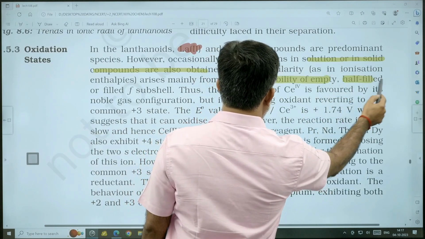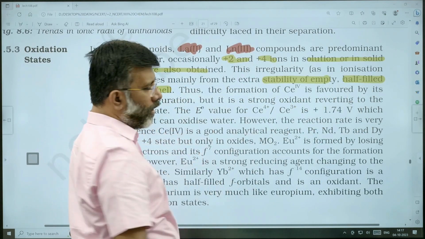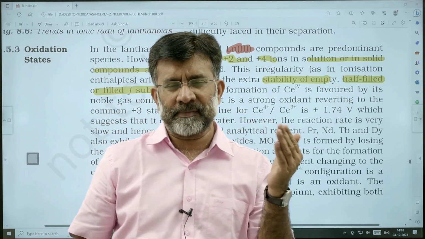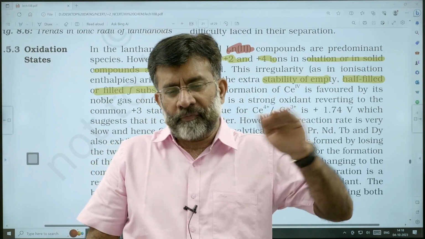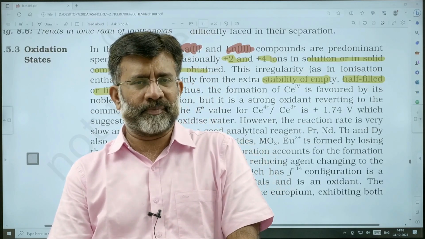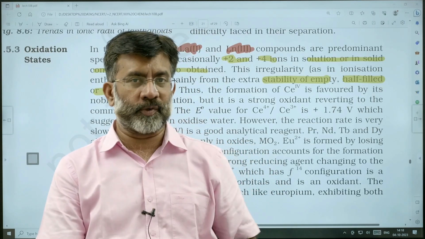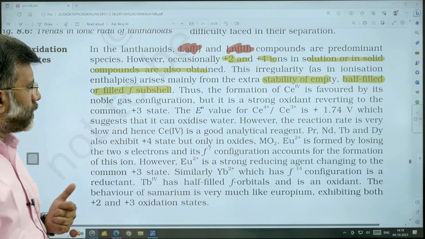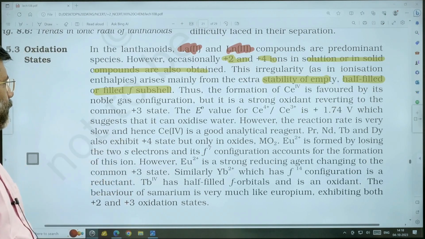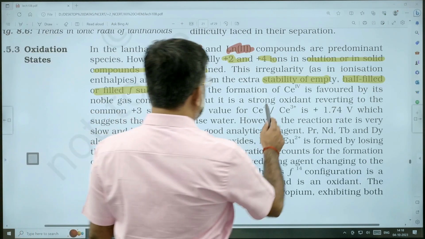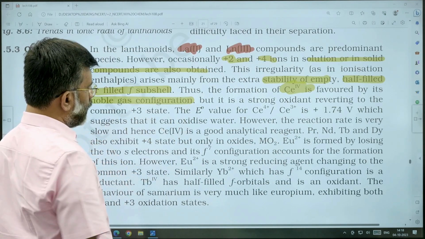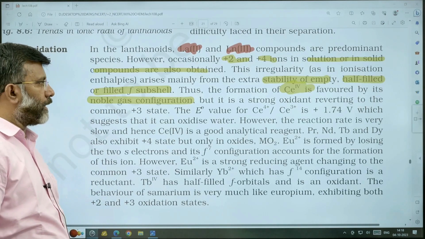The empty, half-filled, and fully filled orbitals will be stable. All of you know. Empty f orbital means the inner core is full. Half-filled will always be stable due to exchange energy concepts we know. Fully filled is also stable. So many of the oxidation states come across because of the empty, half-filled, fully filled configurations. Cerium 4+ is favored by noble gas configuration.